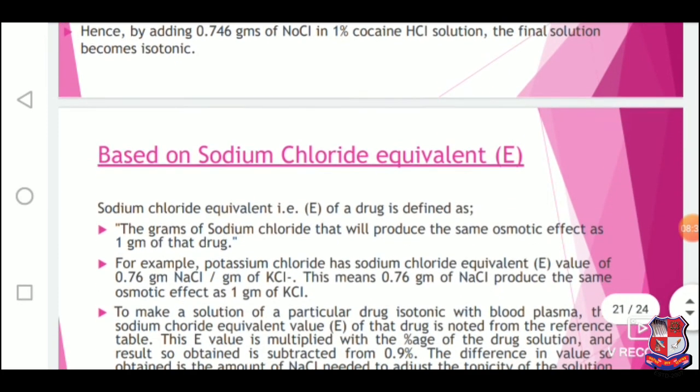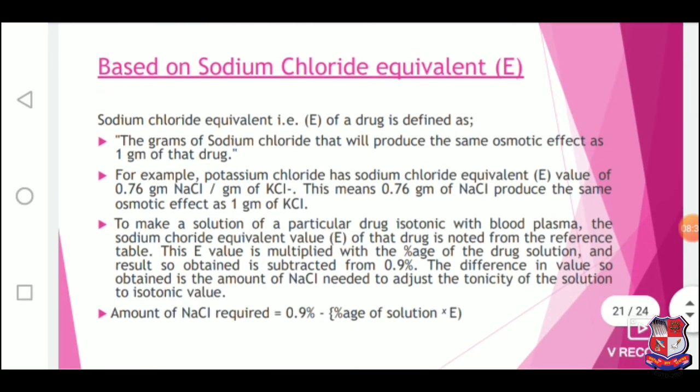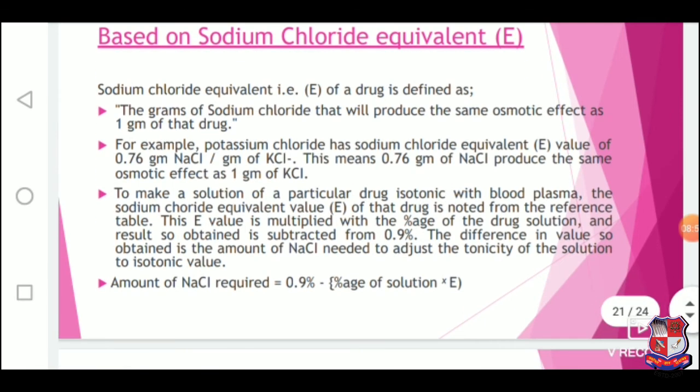Based on sodium chloride equivalent, it is defined as the grams of sodium chloride that will produce the same osmotic effect as 1 gram of that drug. For example, potassium chloride has a sodium chloride equivalent value of 0.76 gram NaCl per gram of KCl. This means 0.76 gram of NaCl produces the same osmotic pressure as 1 gram of KCl.